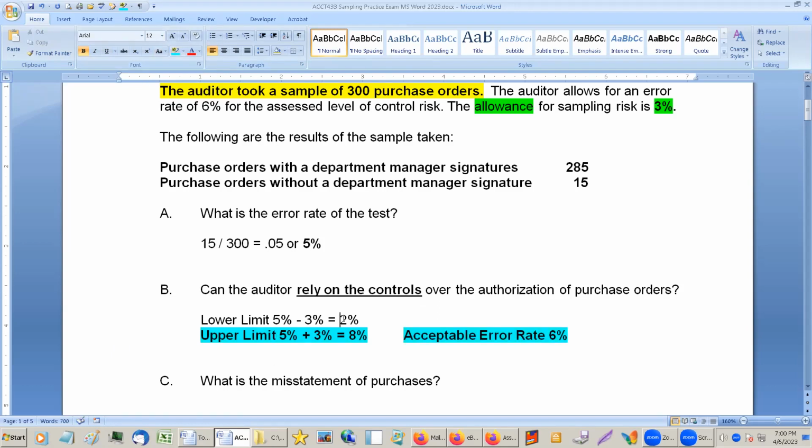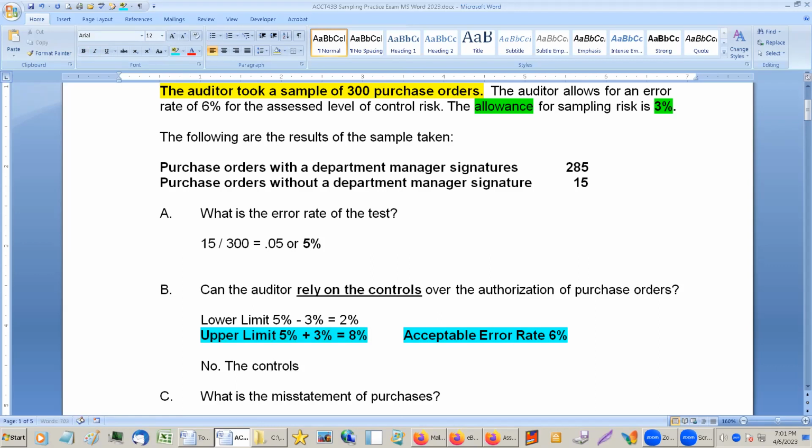Yeah, the upper limit. Now, people say, what about the lower limit? The lower limit doesn't really come into play here, and it depends whether it's a 1-tail test or a 2-tail test. Anyways, we're not going to get into that. But the upper limit is when you add that allowance in and say, okay, this could be off by as much as 8%. So our acceptable error rate is 6%. So no. Now, if the upper limit was lower than the acceptable error rate, you could.